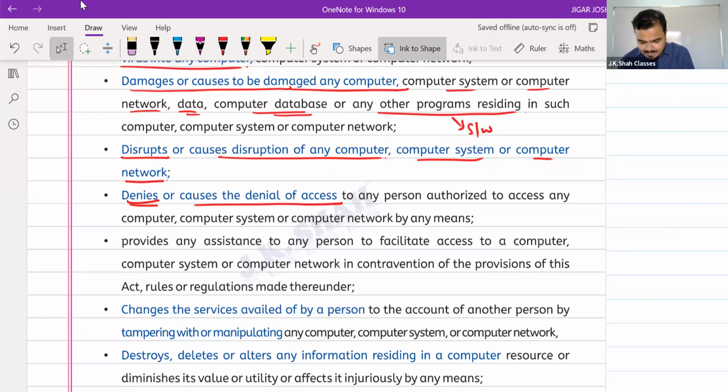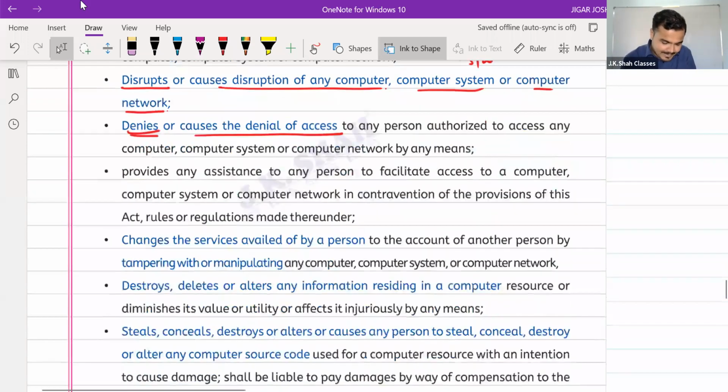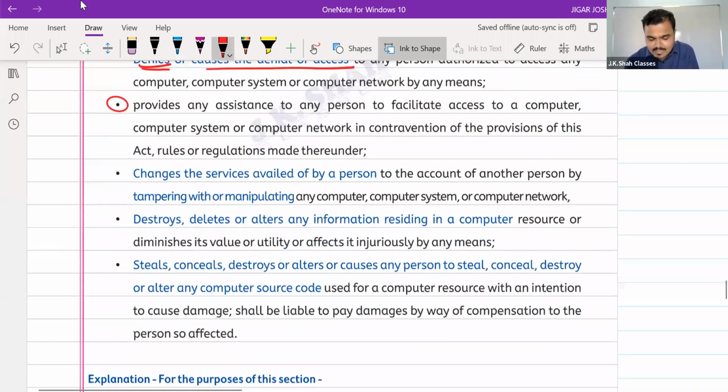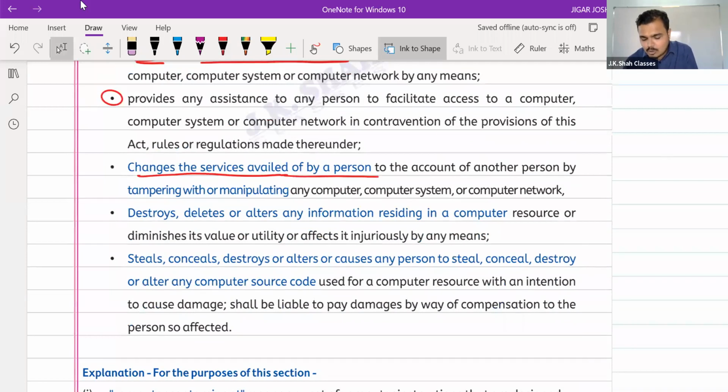Understood? Yes, sir. Next one, I'll keep pending this one. Next one, changes the services availed by a person to the account of another person by tampering with or manipulating any computer. It means what? Sir, tampering the password or something. Actually, your neighbor has purchased the services of internet. That is the Wi-Fi facility he took.